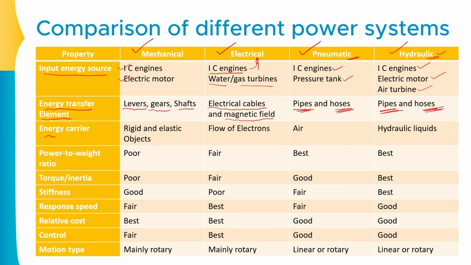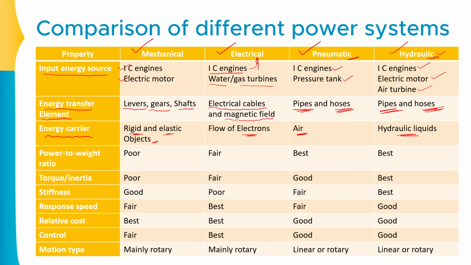Now, what is the energy carrier? When we talk about the energy carrier, basically who is carrying that specific energy? When we talk about mechanical system, the energy carrier will be the rigid or any kind of elastic objects that we are using, like belts, ropes, etc. In the electrical system, the energy carrier will be the electrons. The electrons will be actually working as the energy carrier. In the pneumatic system, we are using air as the energy carrier. The compressed air will go through the pipes and it will transfer the energy. And in the hydraulic system, the hydraulic oils or say hydraulic liquids are called the energy carrier.